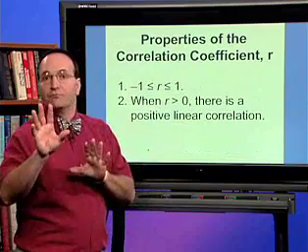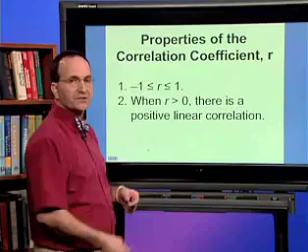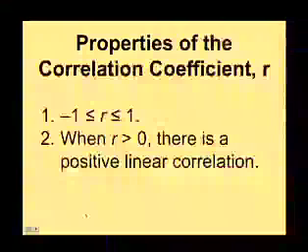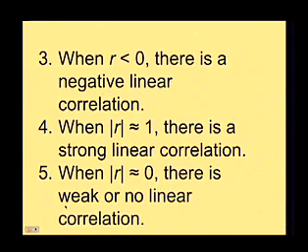Well, now it's time to revisit linear regression. And we're going to look at the properties of the correlation coefficient r in a linear regression. We have that r has to be between -1 and 1 inclusive. When r is positive, there is a positive linear correlation. When r is negative, there's a negative linear correlation. When the absolute value of r is approximately 1 or it's close to 1, then we say that there's a strong linear correlation. And when the absolute value of r is close to 0 or near 0, then it is a weak or maybe even no linear correlation at all.